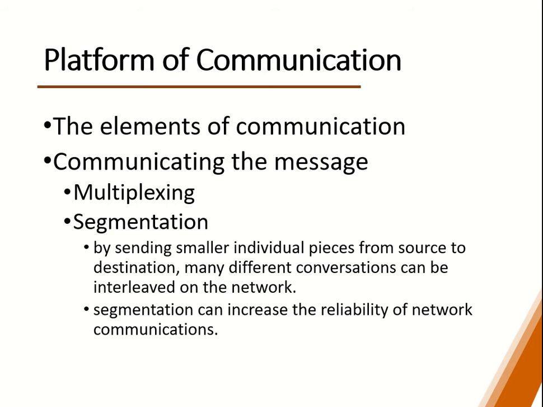So to start, we have here the platforms of communication. There are two approaches that our network uses to communicate the message. First is the use of multiplexing, the other one is the use of segmentation. When we talk of multiplexing, it is a process of combining multiple signals into one signal over a shared medium. So it is a technology that is able to combine multiple communication signals together in order for them to traverse, not to travel, a single communication medium simultaneously.